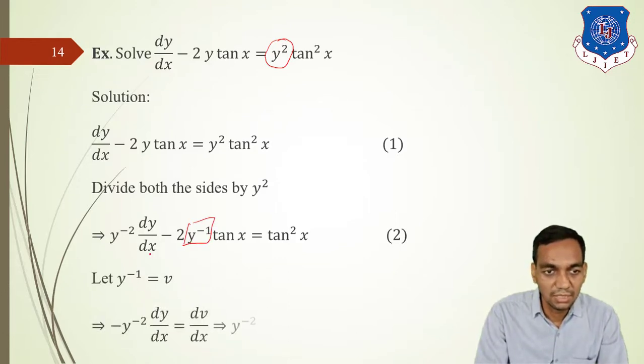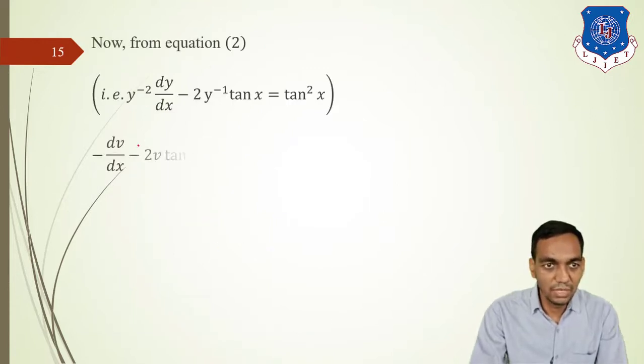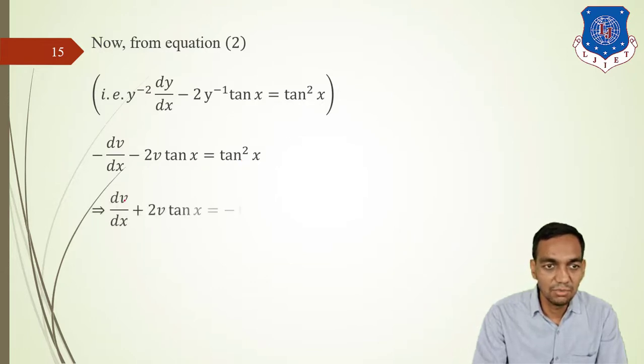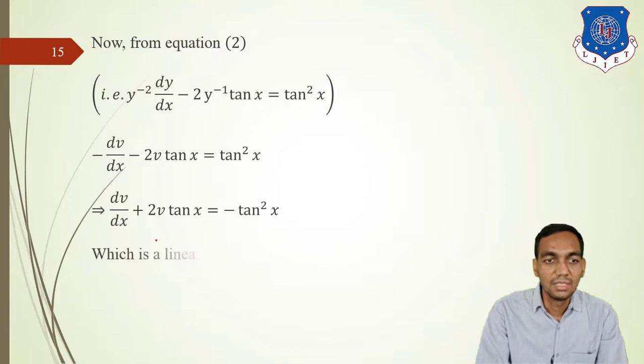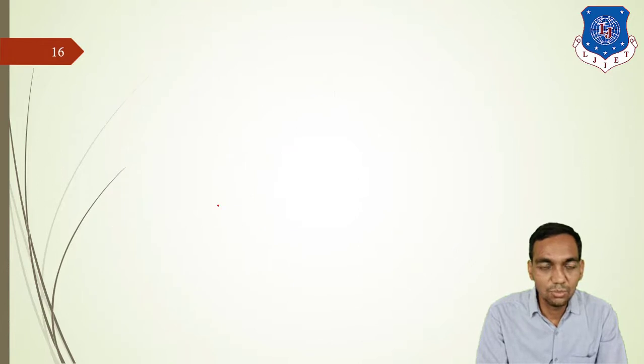So if you are differentiating, then you will have minus 1 y raised to minus 2 dy by dx is equal to dv by dx. That means y raised to minus 2 dy by dx is minus dv by dx. So if you are substituting this value in equation 2, then you will have minus dv by dx minus 2v tan x is equal to tan square x. Multiplying with minus, that will give you dv by dx plus 2v tan x is equal to minus tan square x. So comparing this equation with linear equation, that will give you px is equal to 2 tan x and qx is equal to minus tan square x.